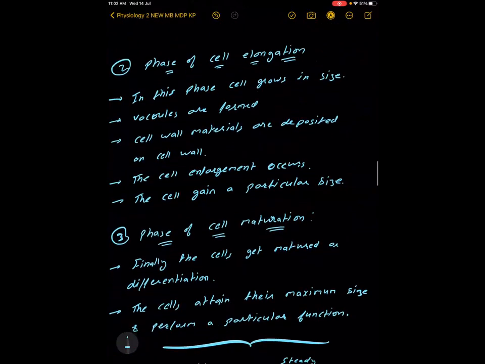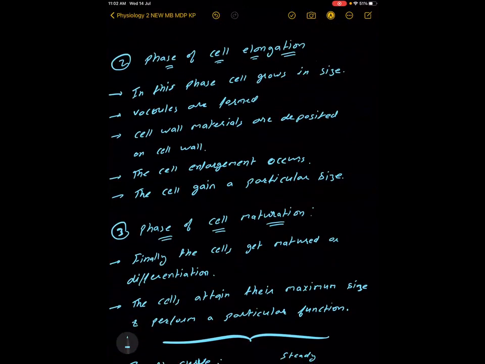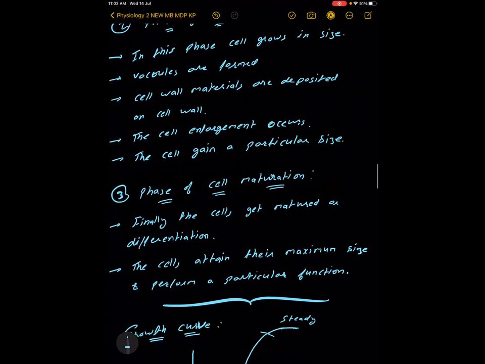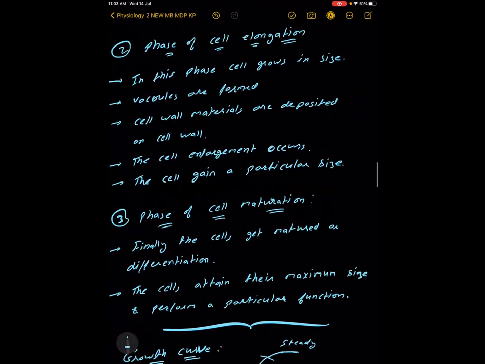Now phase of cell elongation. Behind the zone of division, these cells attain their particular size and shape. They increase their protoplasm, they increase their volume. More cell wall material deposition occurs. So enlargement occurs finally. That is called cell elongation.